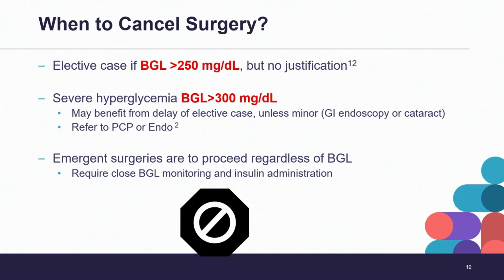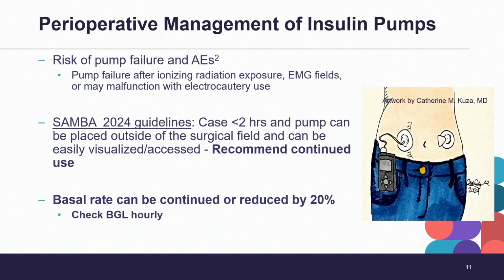So you kind of have to use your discretion, whether if it's a minor procedure, maybe we can sneak them by, but ideally you want them to be controlled. And then anybody undergoing emergent procedures, you need to proceed regardless of the glucose if it's a life or death situation. Now what about insulin pumps?